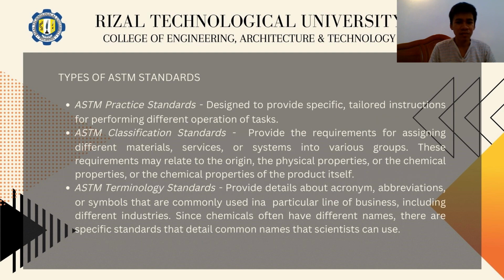Next, ASTM practice standards are designed to provide specific tailored instructions for performing different operations or tasks. Next, ASTM classification standards provide the requirements for assigning different materials, services, or systems into various groups. These requirements may relate to the origin, the physical properties, or the chemical properties of the product itself. Next is ASTM terminology standards.